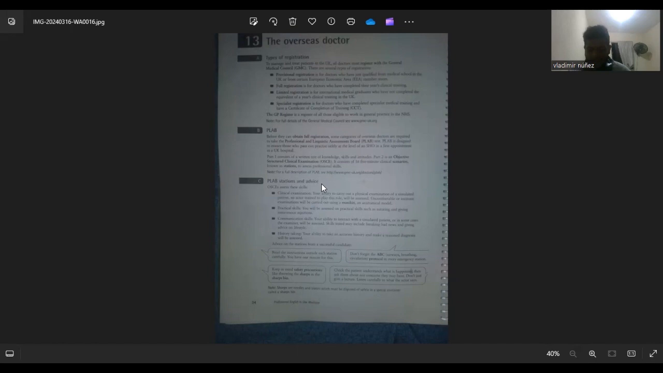Check that the patient understands what is happening, then ask them about any concerns they may have. Don't just give a lecture. Listen carefully to what the actor says. Sharps are the needles and blades which must be disposed of safely in a special container called a sharps bin.